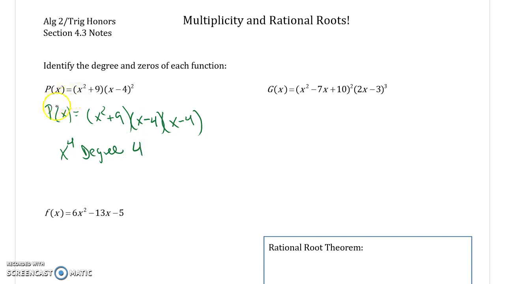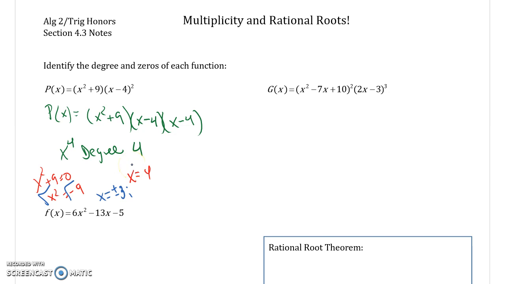Now, when I think about zeros, the only real zero is x equals 4. Then x squared plus 9, since that can't be factored, doesn't have any real zeros, but it certainly has some non-real zeros. For example, when is x squared plus 9 equal to 0? When x squared is equal to negative 9, I can take the square root of both sides, and I see that x is equal to plus or minus 3i. So that would be my two non-real zeros and then my single real zero.